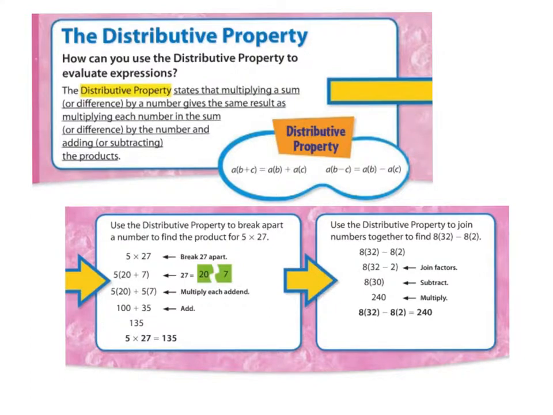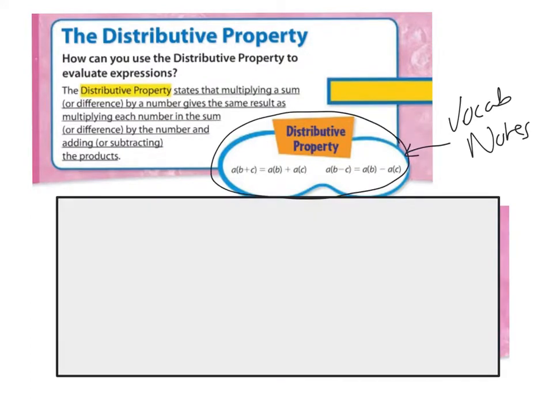All right, so we're on to the distributive property today. We will have vocab notes later, but I did want you to put this in your vocab notes. This is very valuable, this right here. And you can listen to me read up here first. So the distributive property. How can you use the distributive property to evaluate expressions? Remember, to evaluate means that you're going to find what it's equal to. How can you use that to help you find what something's equal to?